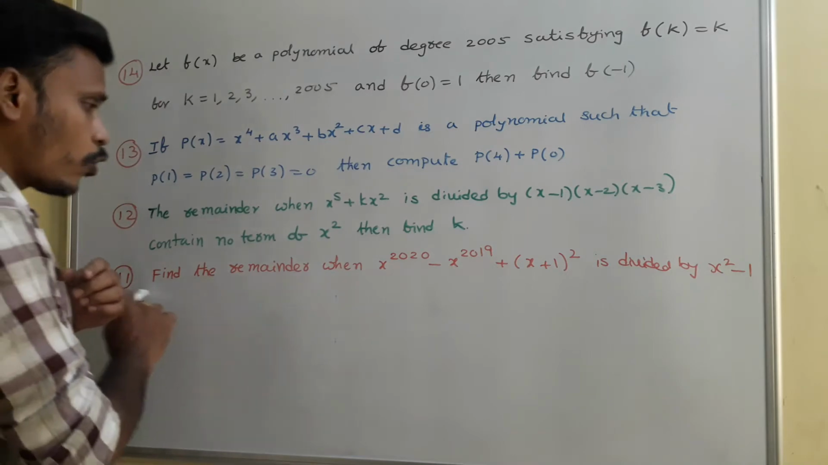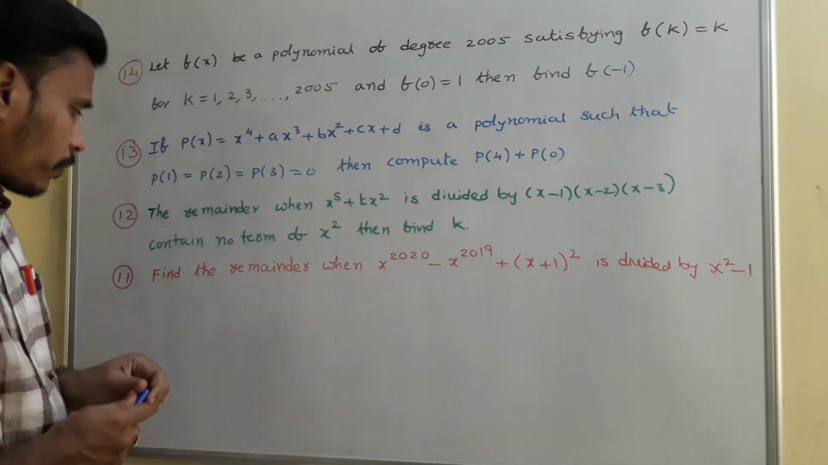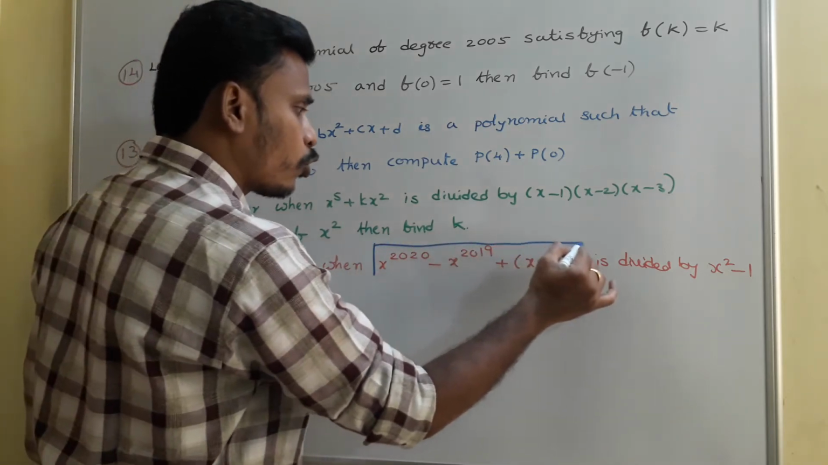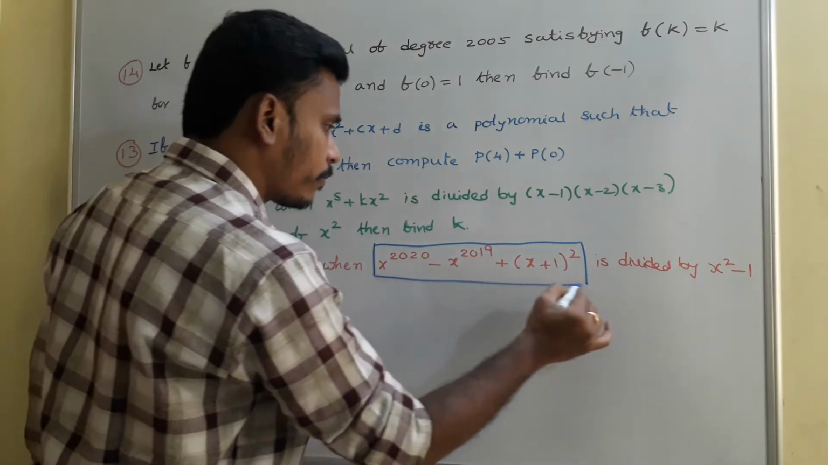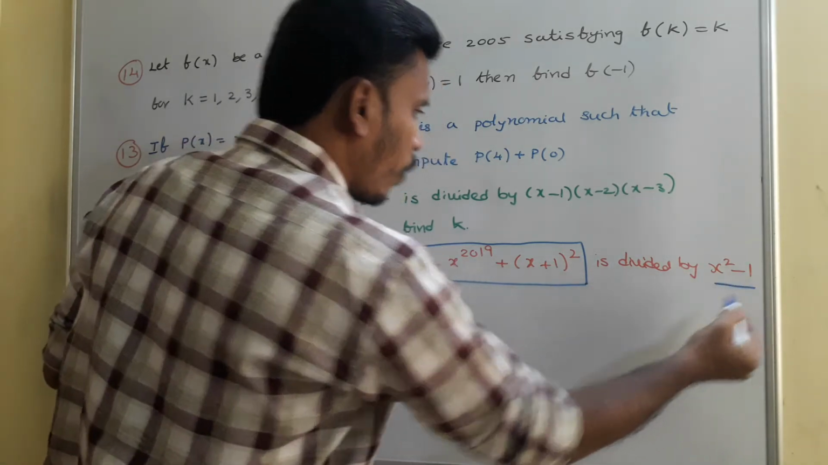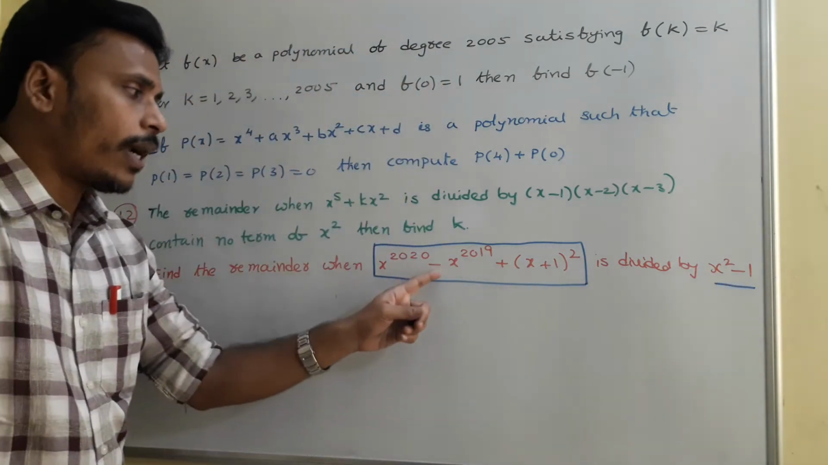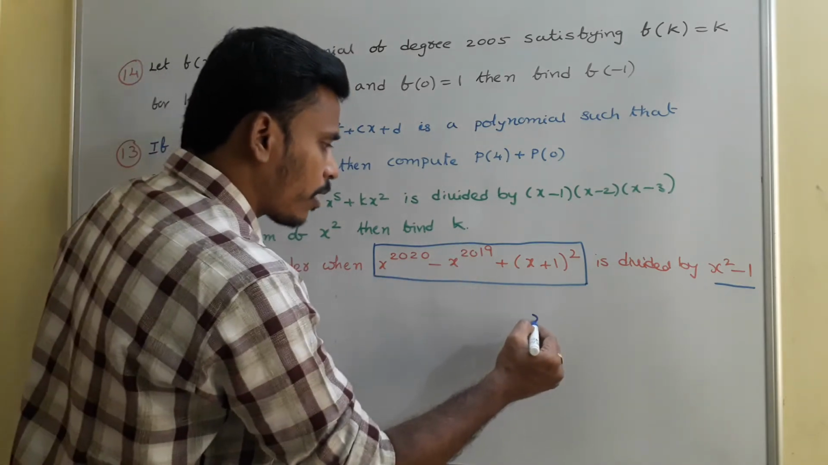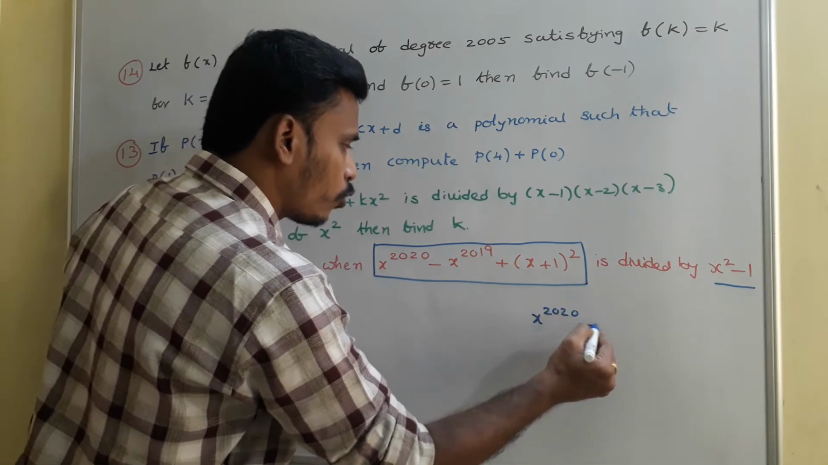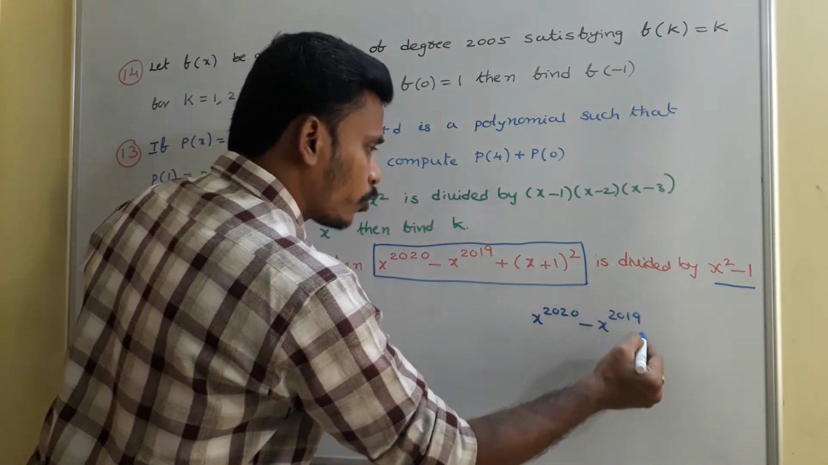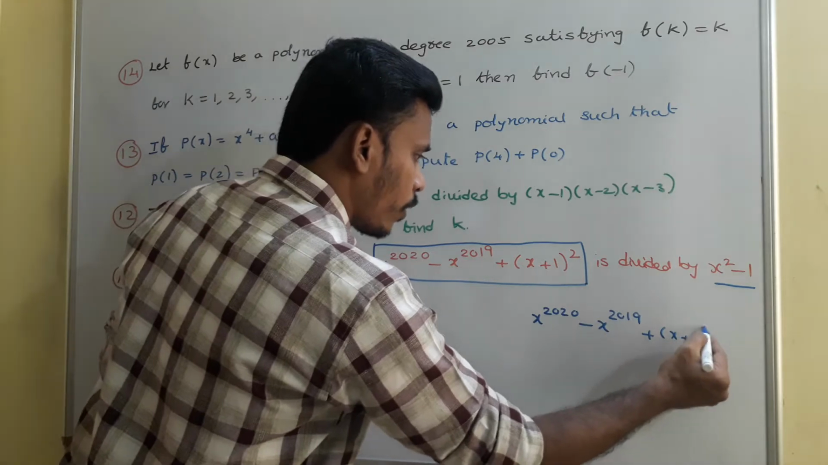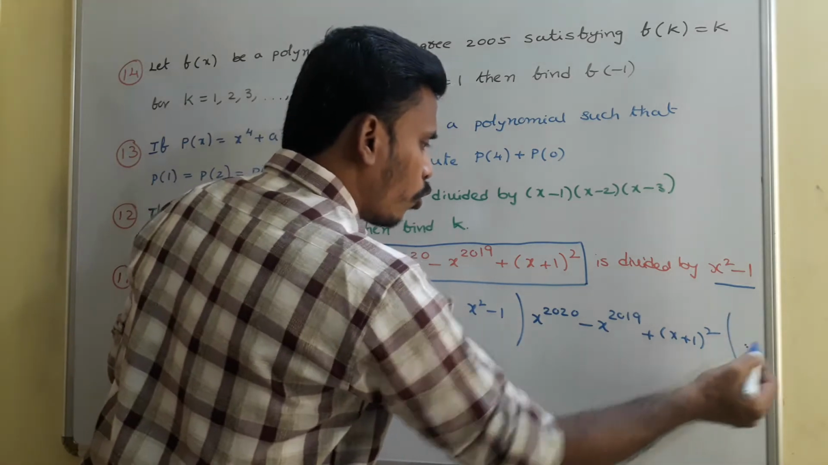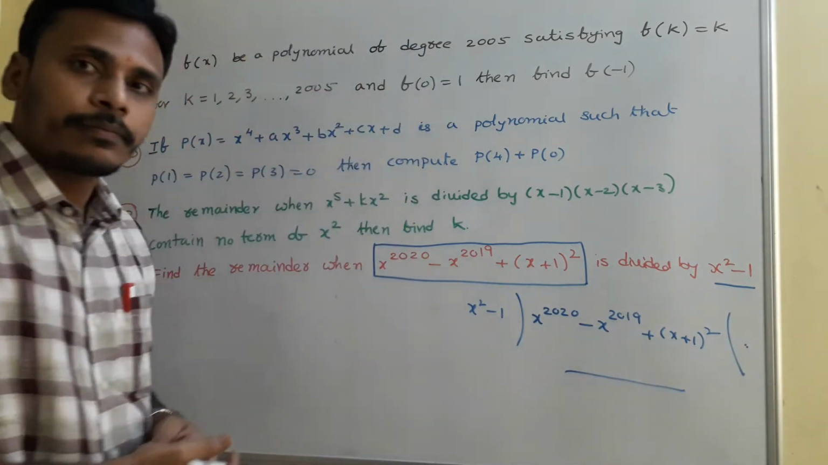Among these problems, you just look at the 11th problem first. Find the remainder when (x^2020 - x^2019 + x + 1)^2 is divided by x^2 - 1. We need to divide this particular polynomial by x^2 - 1. Some quotient will form and we need to find the remainder.